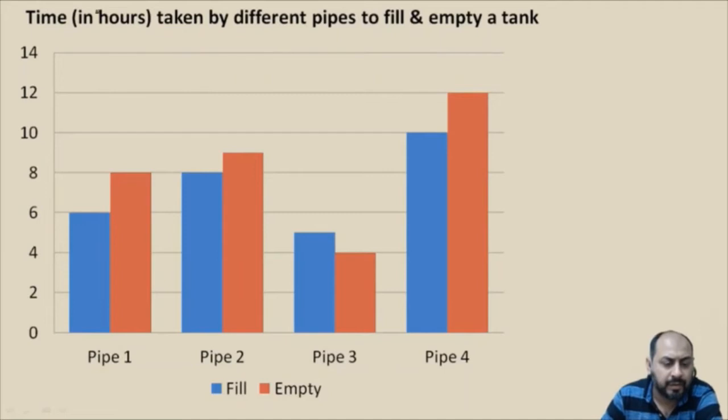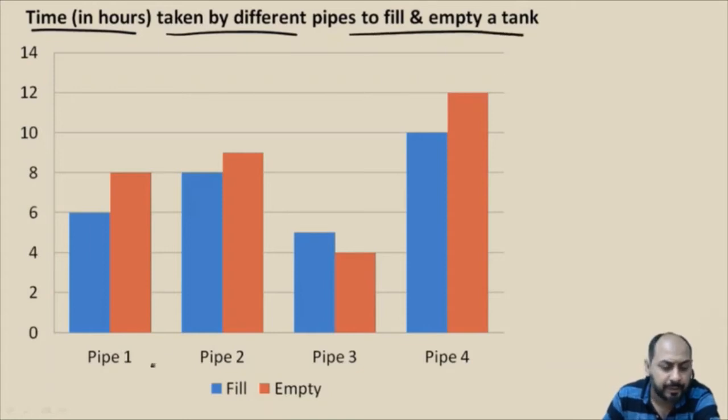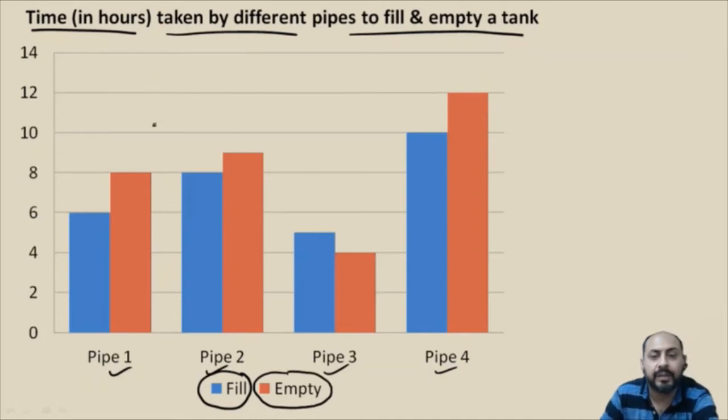So as you can see in this bar graph, we have been given time in hours taken by different pipes to fill and empty the tank. There are four pipes number one, two, three, and four respectively. The time taken by each one of these pipes to fill the tank is represented with blue colored bars, and the time taken by each one of these pipes to empty the tank is given by the red colored bars, which basically means that the same pipe when used as an inlet pipe will have a different efficiency, and the same pipe when used as an outlet pipe will be having a different efficiency altogether.